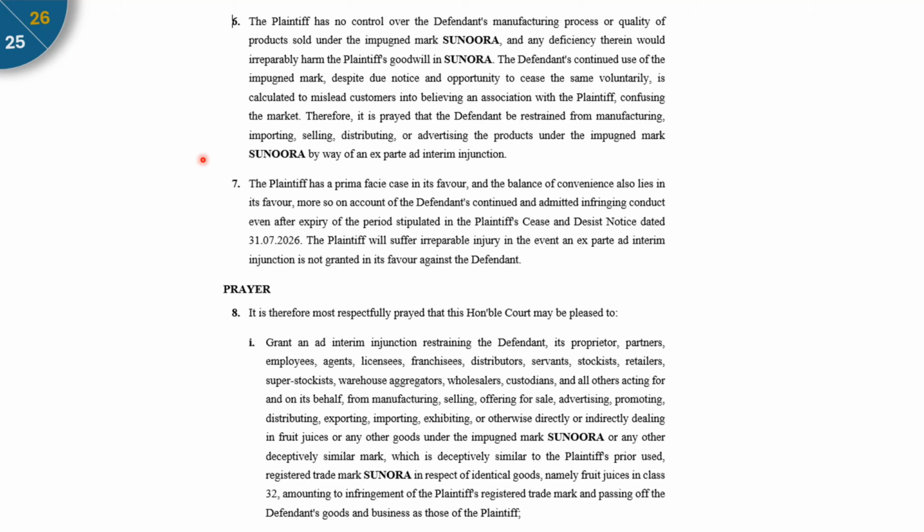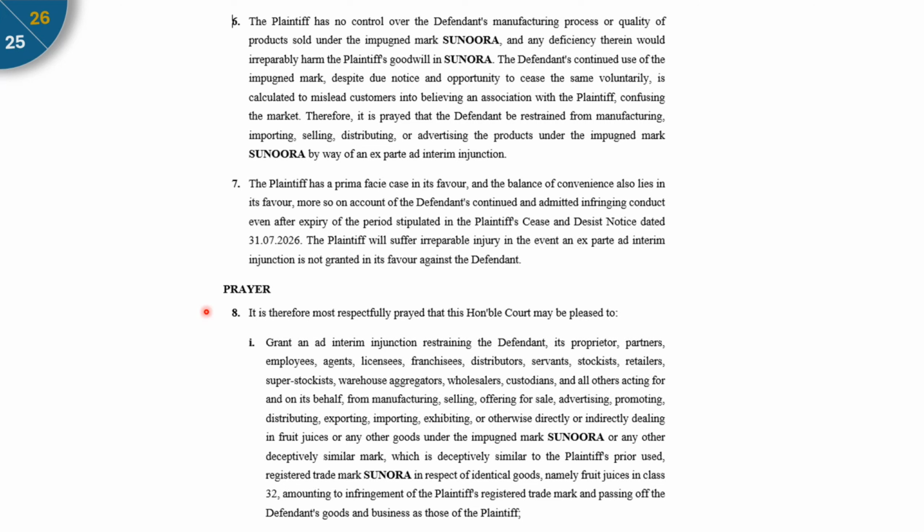Coming to paragraph 7, here is something I want you to notice because it is a genuine stylistic choice, not a shortcut. We have discussed the prima facie case, balance of convenience, and irreparable injury as 3 separately labeled paragraphs. But here, all these are pleaded in a single paragraph.